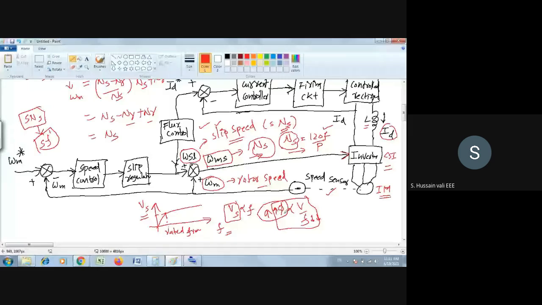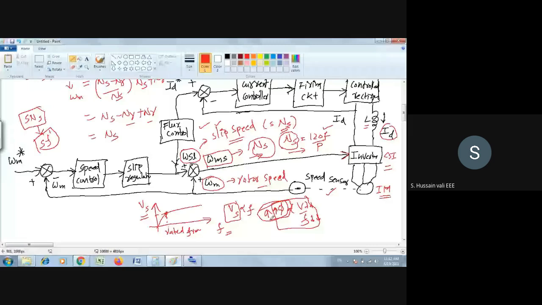You need to maintain the flux constant. To maintain the flux constant, what do you do? Whenever the frequency is reduced, you reduce the voltage also. So till this rated frequency, if you reduce frequency, you reduce the voltage also. If you increase the frequency, you increase the voltage also. So you maintain the flux constant. That's the flux control box here.